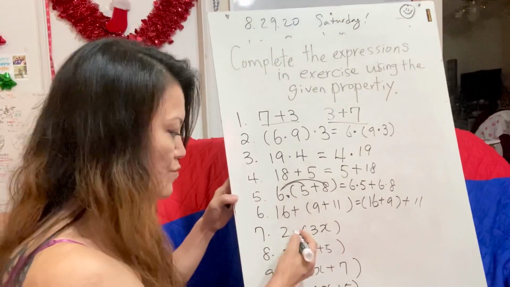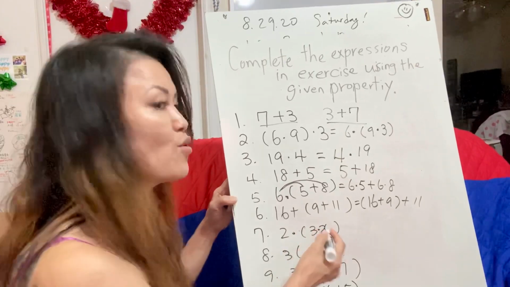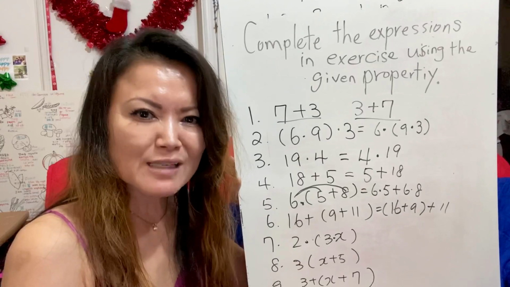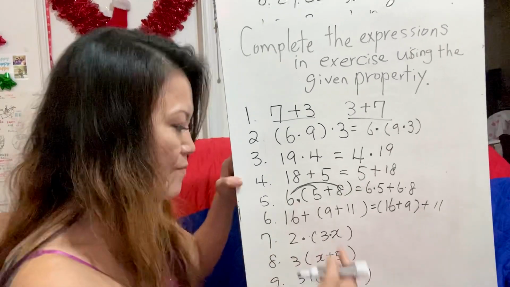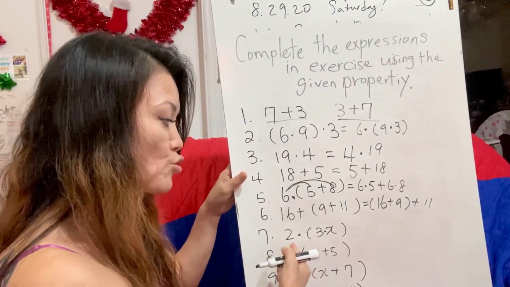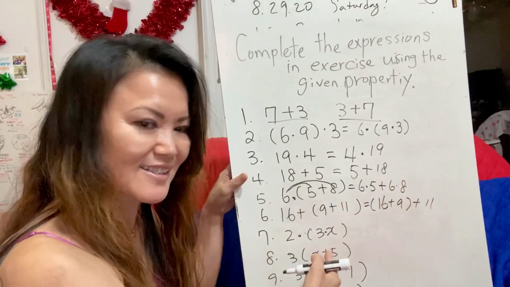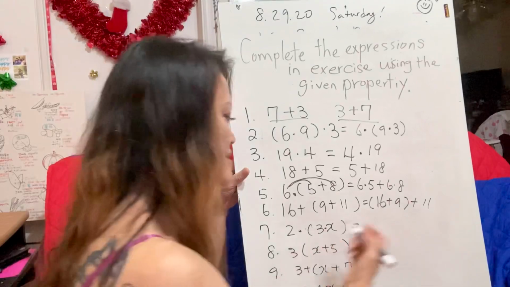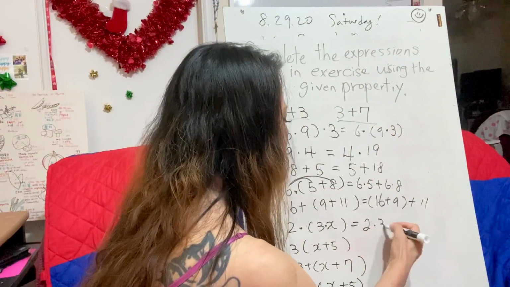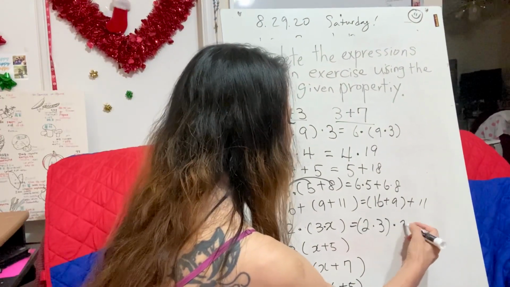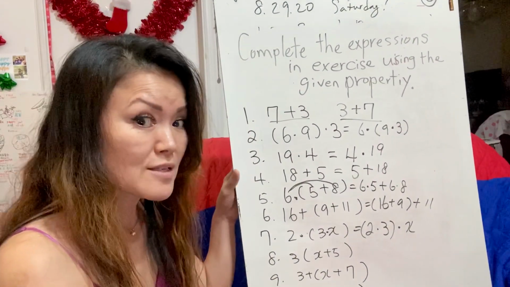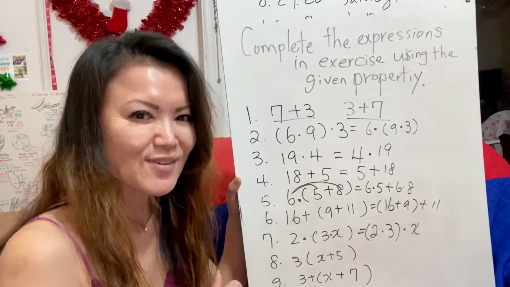Next one, 7. I see multiplication, the same operation with parentheses. Associative property of multiplication, because 2 and 3 and x. So 3 and x is in parentheses this time, 2 times parentheses 3 times x. Associative must be the same operation, okay?